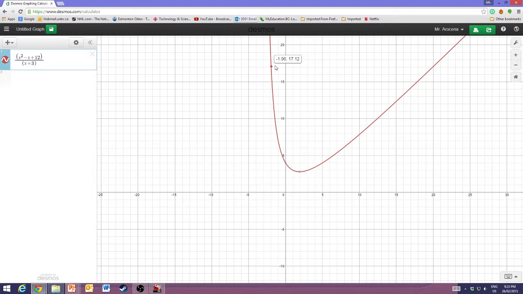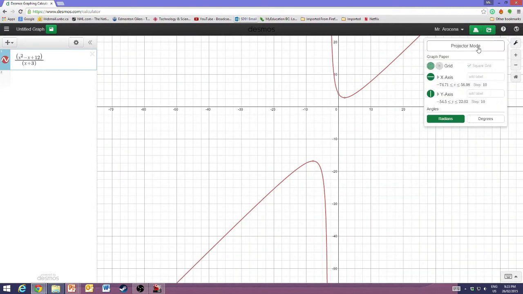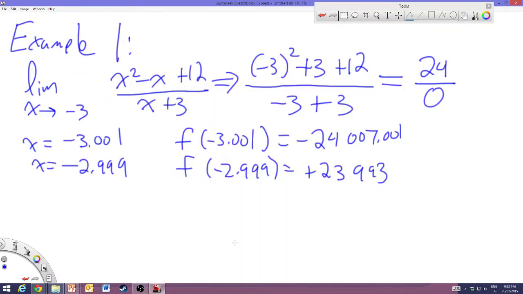Okay, it looks like it is going. There we go. So it looks like positive infinity on the right side, negative infinity on the left side. Right, so this has actually no limits. The limit does not exist for this, because the left side and right side limits are different.